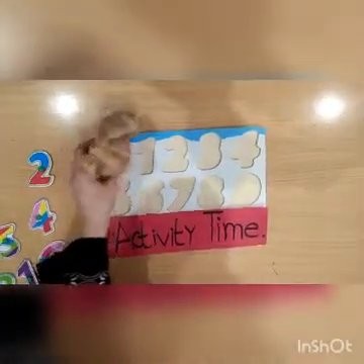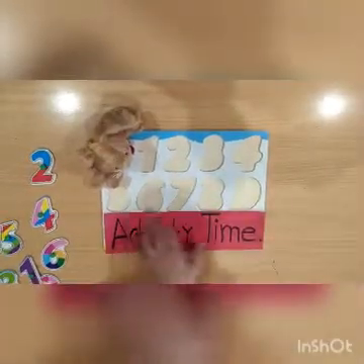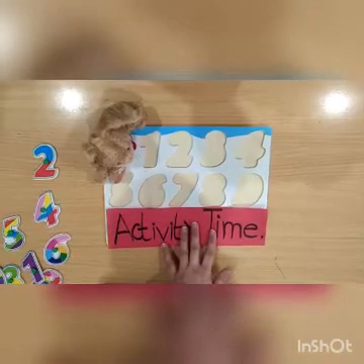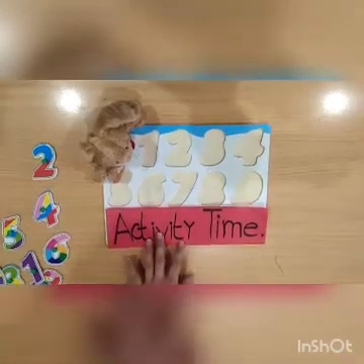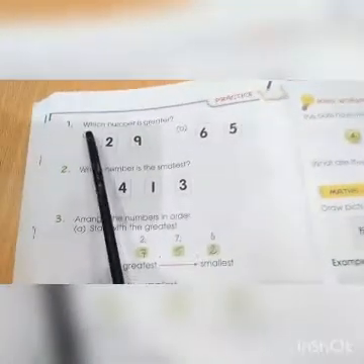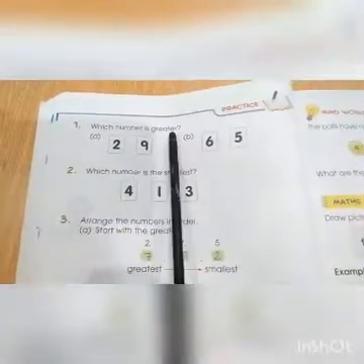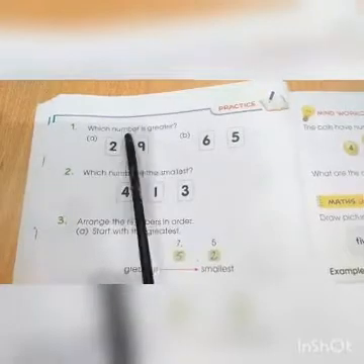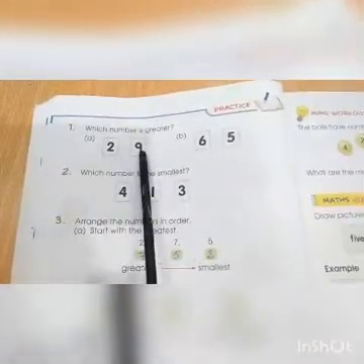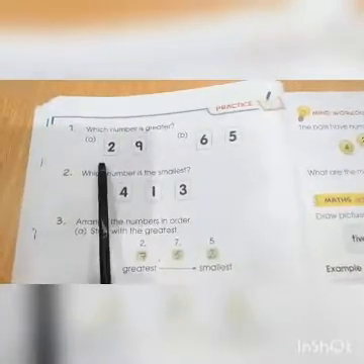You can see there are no numbers now on this number board. Okay. So we have finished our second activity. Practice. There is a question, which number is greater? Okay. 2 and 9. I have an example of coins.